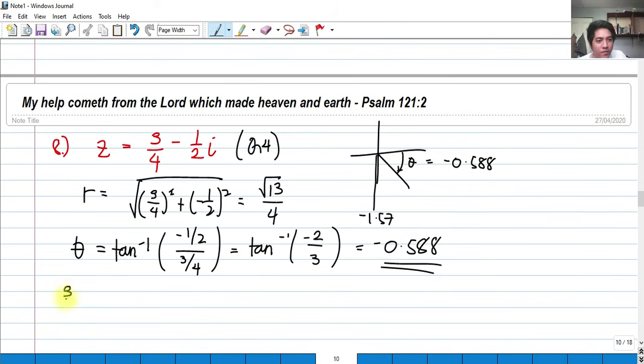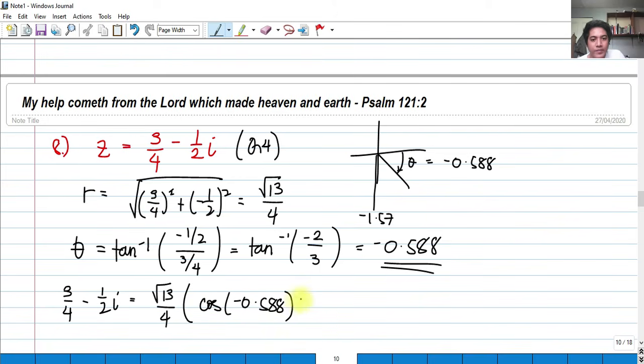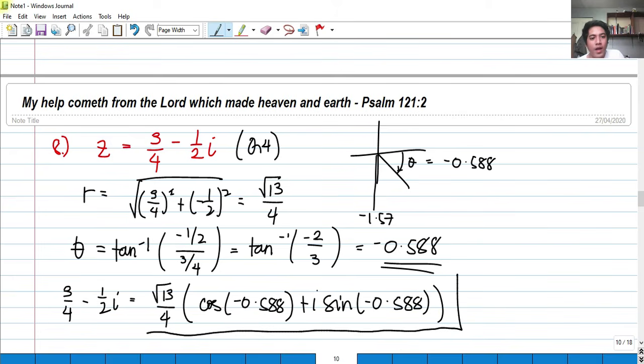So we can now write its polar form. Our r here is square root of 13 over 4. Let me just factor it out. So we have cosine of negative 0.588 plus i sine of negative 0.588. So this is our answer for the polar form for this problem.